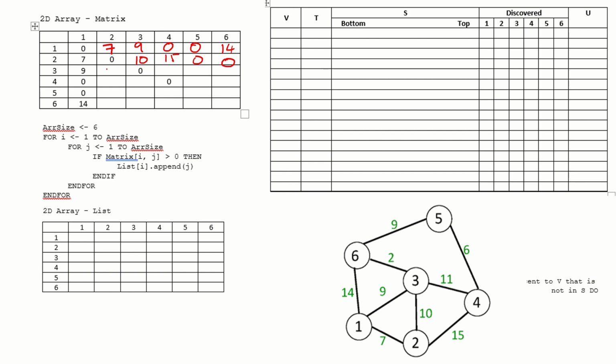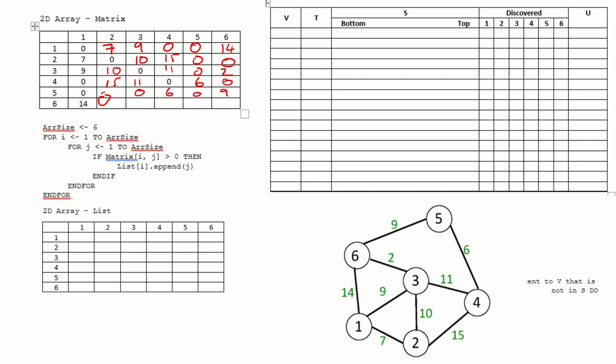Node 3 to 2 is 10. 3 to 4 is 11. 3 to 5 you can't do, and 3 to 6 is 2. 4 to 2 is 15. 4 to 3 is 11. 4 to 5 is 6. 4 to 6 is impossible. 5 to 2 you can't do. 5 to 3 you can't do. 5 to 4 is 6. 5 to 5 is impossible. 5 to 6 is 9.